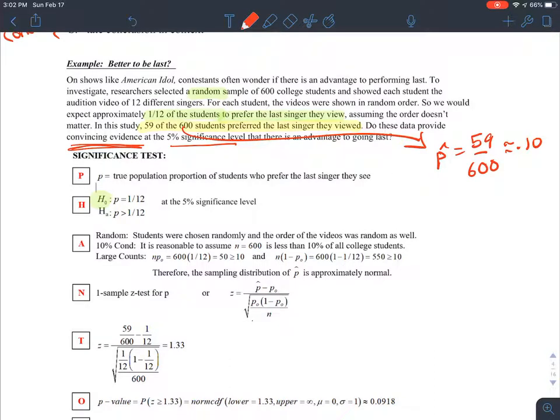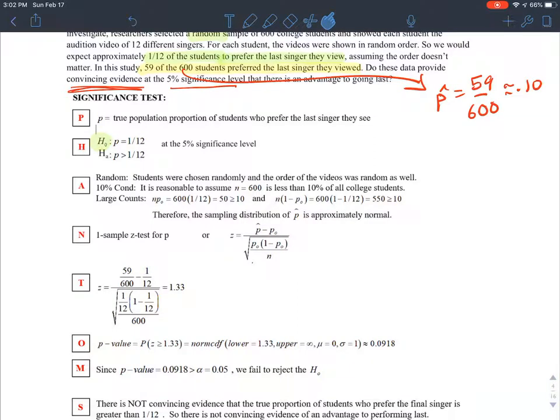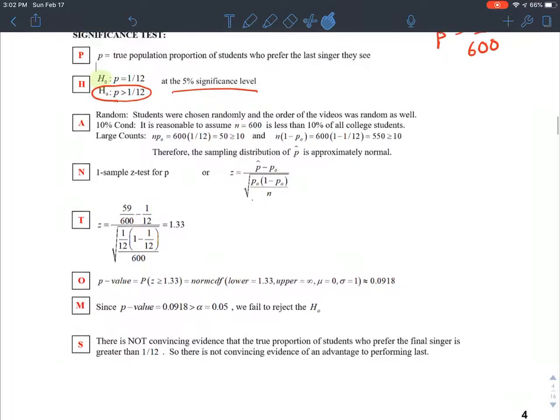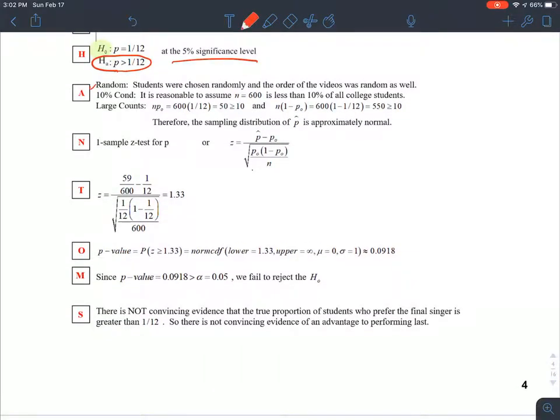So you can see as we go through the PHANTOM acronym, for the P, we're just listing the true proportion of students who prefer the last singer. On the H, we're saying, well, maybe there actually is an advantage to going last. That's why we chose greater than 1/12. We always list the alpha level there. And then as we go down through, we're checking off our list of conditions, and we've done those a bunch of times. We don't need to talk about that.